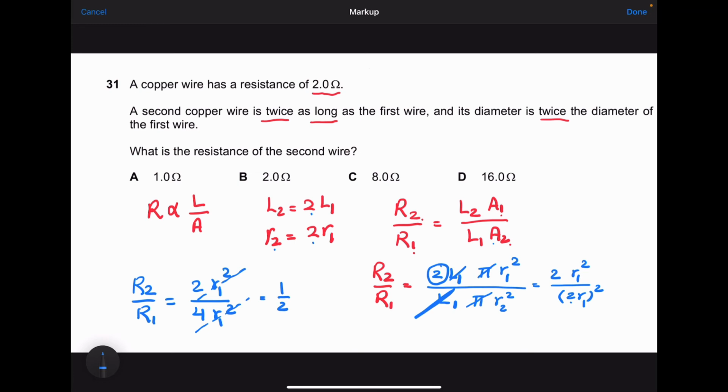But he's asking to find out the resistance of the second wire. Easy. R2 divided by R1 equals half. Okay, so R2 equals half R1. R1 was how much? 2 ohm, from the given, the first line, so times 2. So 2 times half, which is 1 ohm. The correct answer is A.